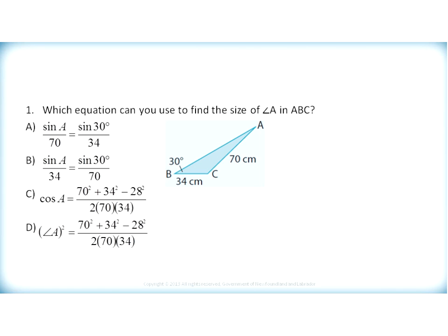Okay, so this is a multiple choice you could possibly see on a test or assignment. Which equation can you use to find the size of angle A in triangle ABC? So angle A is up here. So we're looking to find how big that is. What information do we have in this triangle? Well, I have this side right here, I have this side right here, and I have this angle.